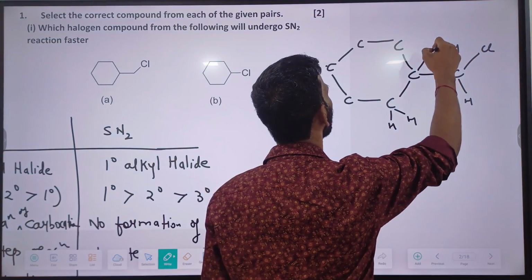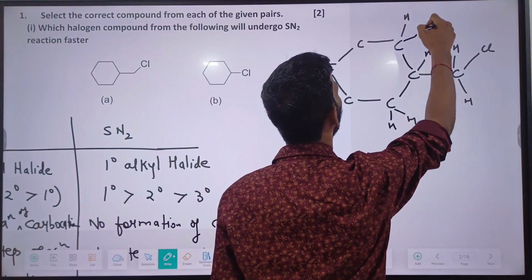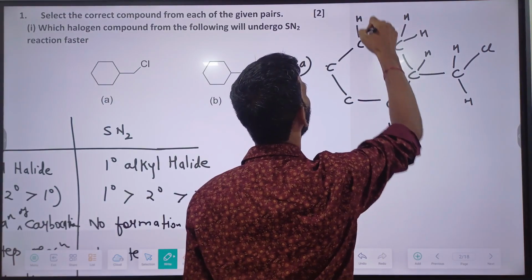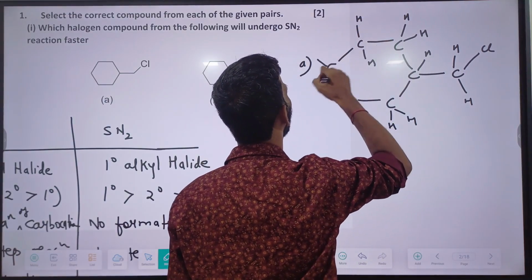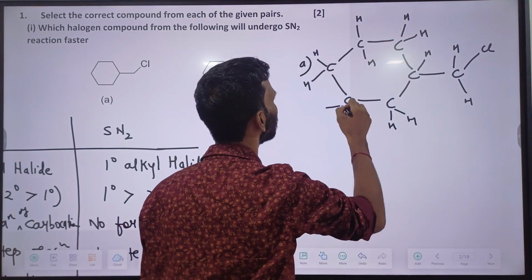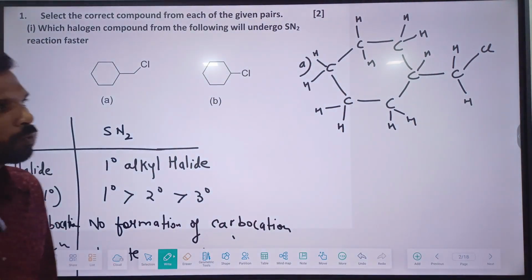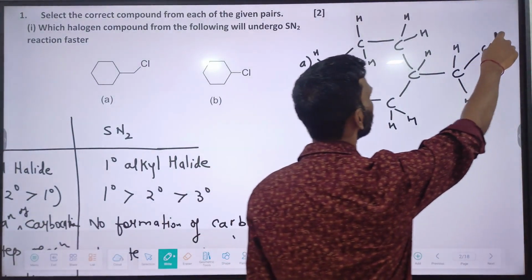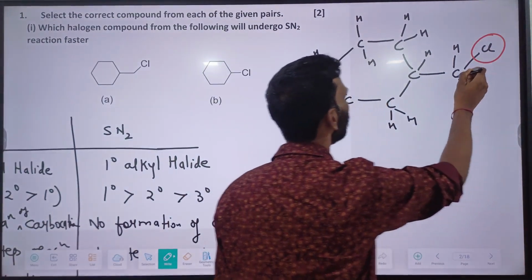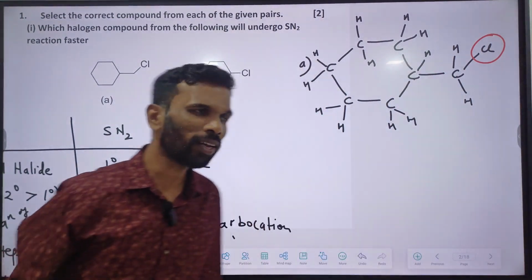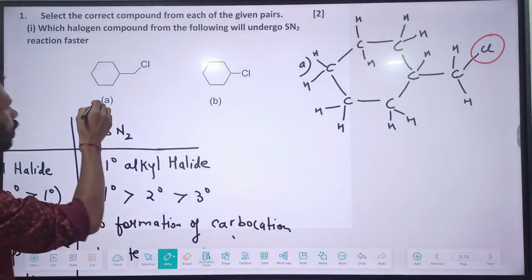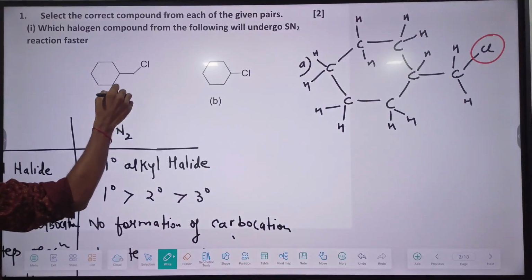We put the number of hydrogens in such a manner that the valency of the carbon is satisfied. This is the open chain structure of structure A. Now this is the halogen which is connected to the carbon. It is further connected to only one carbon. So this is the definition of a primary alkyl halide. This is a primary alkyl halide.